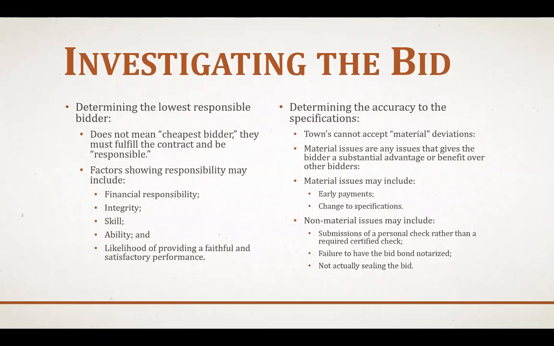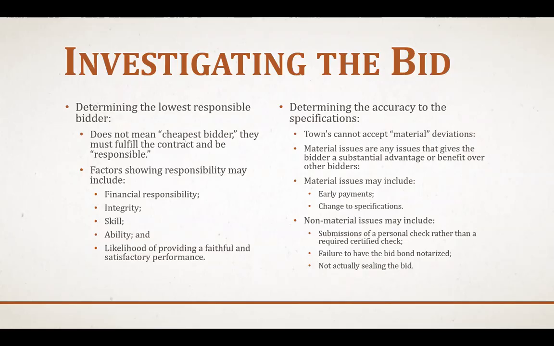Allowing a bidder to increase its bid because of a mathematical error, a variation that affects the price, quality, or quantity or manner of performance, a failure to comply with specifications, and then deleting a plus sign from a defective bid so that it became, in fact, the lowest bid. All of these are giving that bidder an unfair and substantial advantage over the other bidders. So that's why those would be material deviations.